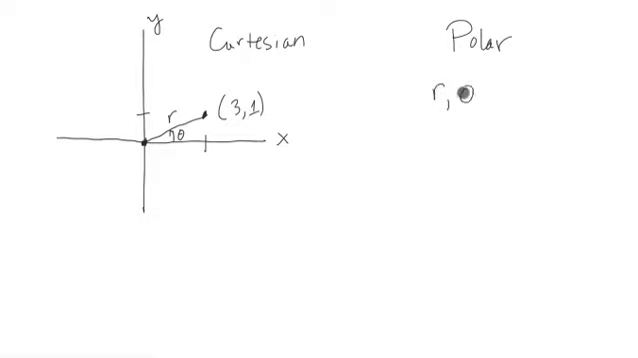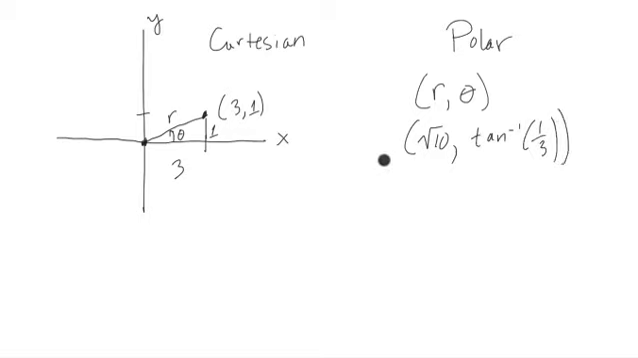(r, theta), where we need this distance from here to here, which we can get by thinking of a right triangle, 3 and 1, using the Pythagorean theorem. So the square root of 3 squared plus 1 squared, which would be square root of 10. So r is square root of 10. Now, what would theta be? Well, in this triangle, we could simply say it's the arc tangent of 1 over 3, perhaps.